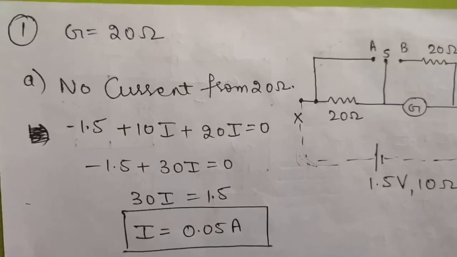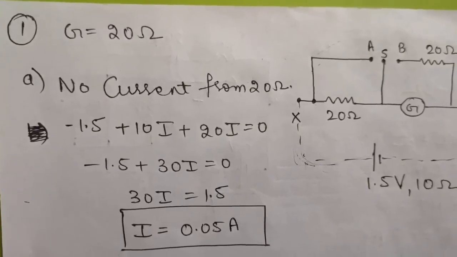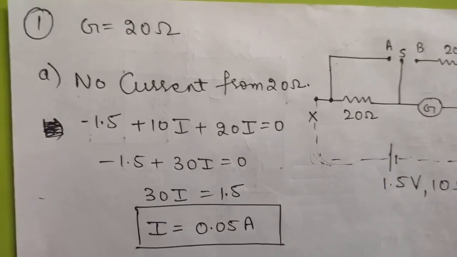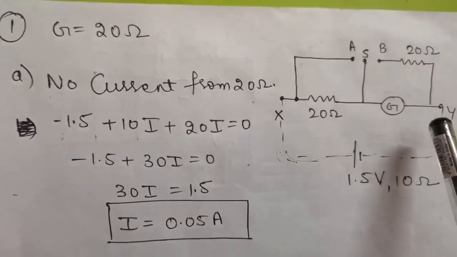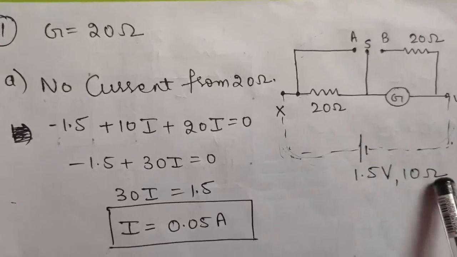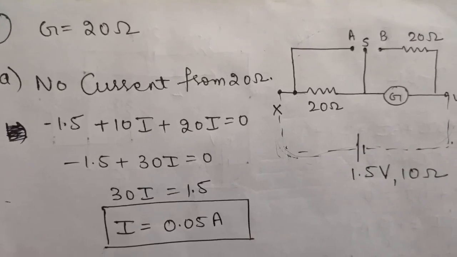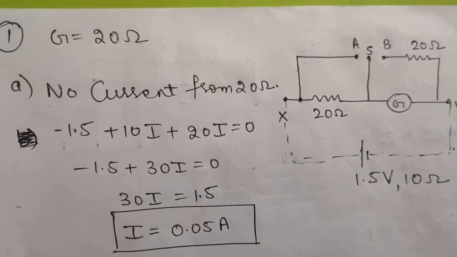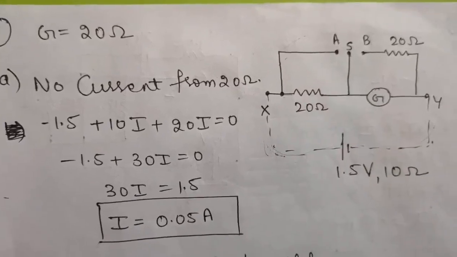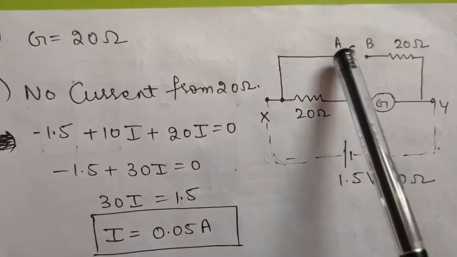Okay, so question number 1 says that there is a galvanometer in the circuit which is of 20 ohm resistance. The terminals X and Y are connected to a battery of 1.5 volt and 10 ohm internal resistance. Then you have to calculate current flowing through the galvanometer when switch is connected to A and when this switch is connected to B. So let us discuss the first case in which the switch is connected to A.